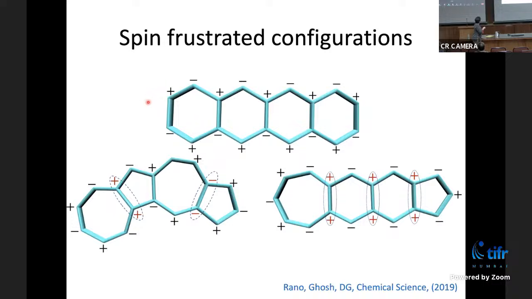And using those J parameters, what we see is for these molecular systems, in acenes, everything is nice and happy. So every up spin, which is denoted as a plus, is adjacent to a down spin denoted by a minus. So everybody is happy. No frustration. However, in case of polyazulenes, there is frustration in some of the common bonds. So you see up and down, but here there is no frustration. So some of the bonds are being frustrated. In case of fused acene azulene, all of the common bonds are becoming frustrated.